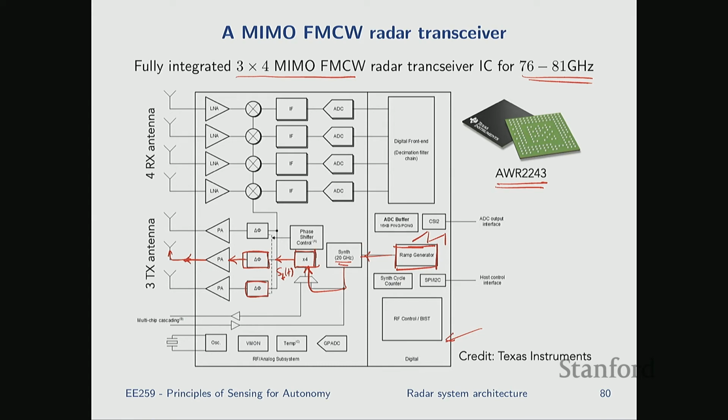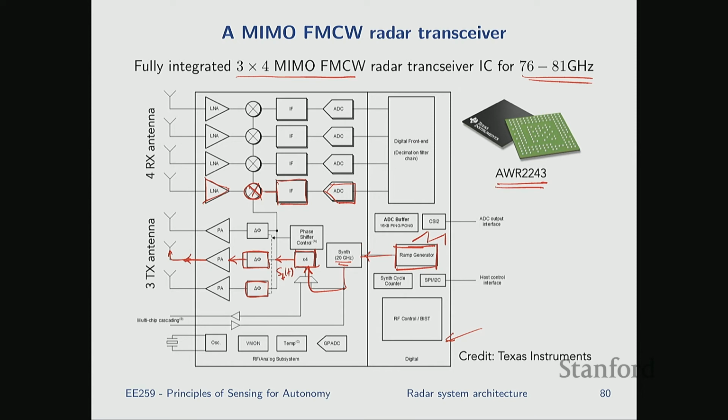And then on the receive side, you have your low noise amplifier, you have your down converter, and then here's basically a low pass filter, and then it goes into an ADC. So it's exactly the same block diagram that we looked at together.